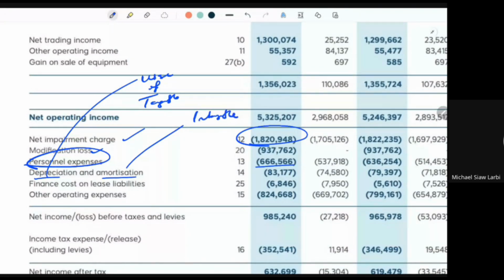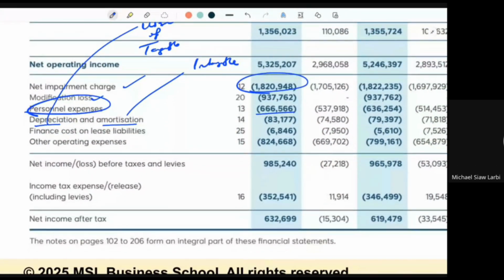The more you use assets, the more they lose value. That loss of value over time is called depreciation for the tangible assets, the ones you can see and touch, called amortization for intangibles. Then they pay their taxes. This is their income after tax for the year. They made a profit.